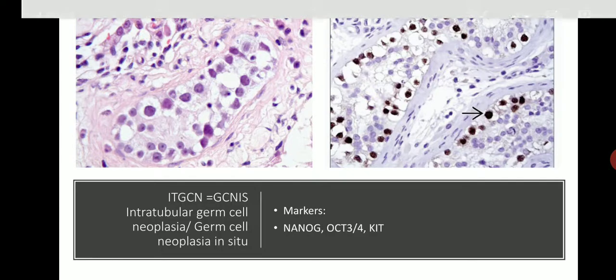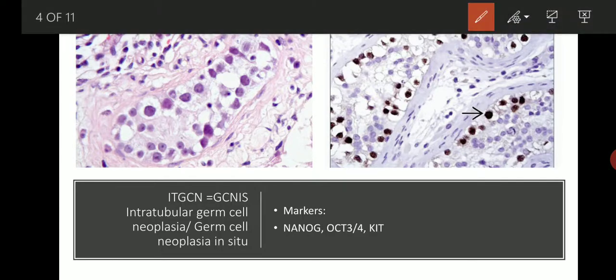Like in any other organ, the germ cell tumors also have precursor lesions, that means the in situ lesions from where the germ cell tumors arise. In testis, the in situ lesions or precursor lesions were previously called intratubular germ cell neoplasia. I repeat, intratubular germ cell neoplasia. This has been renamed as germ cell neoplasia in situ.